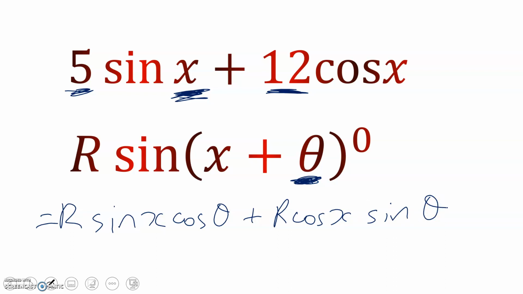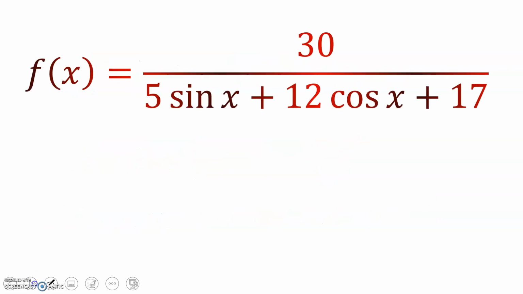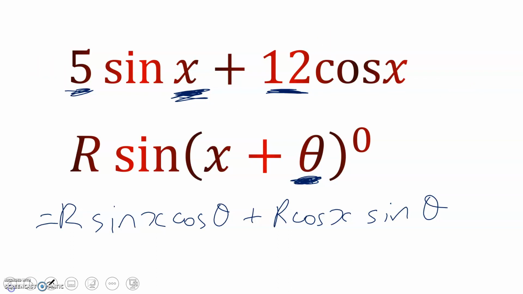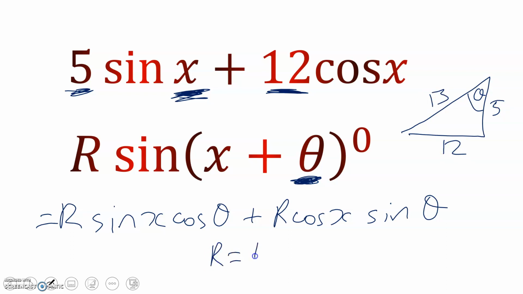What happens now? Well, I do my triangle here, and by Pythagoras, here's my theta. This is 5 and this is 12, so this must be 13. So r works out to be 13, and theta is cos inverse of 5/13, which is 67.4 degrees. So that's fine.